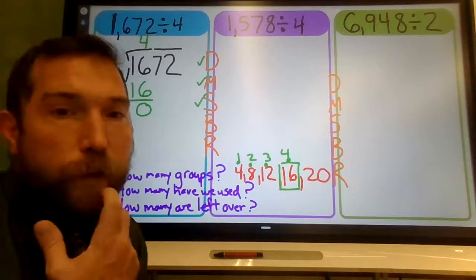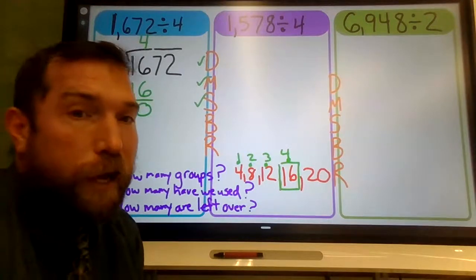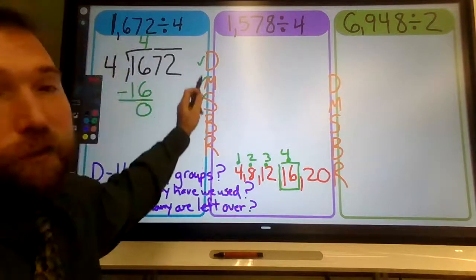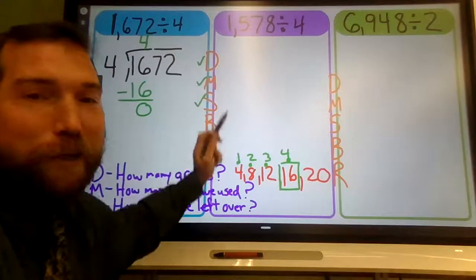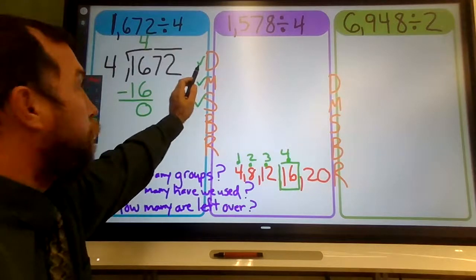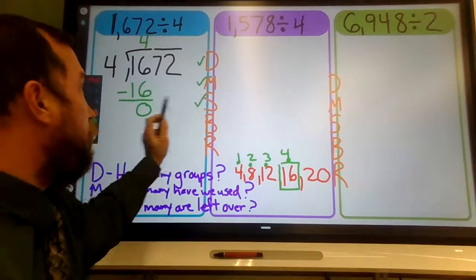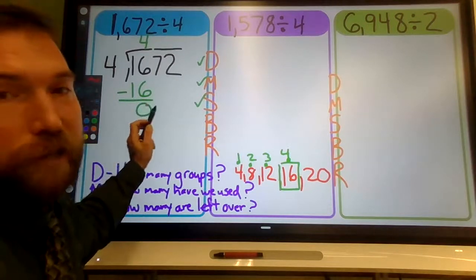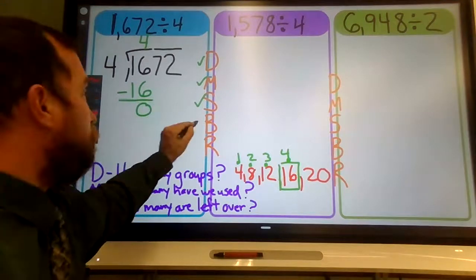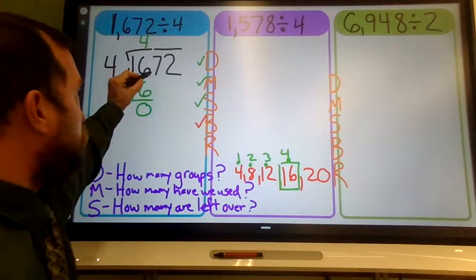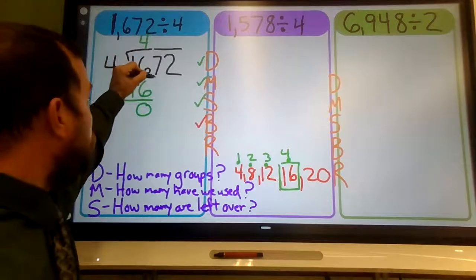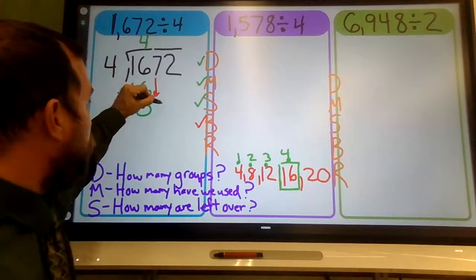Okay? And then you might get stuck here and say, I don't know what to do next. Oh, look at this handy little checklist that I made. I already did D. That was 4. I already did M. That was the 16 that I put underneath. And I just did S, which was 0. It went exactly into it. Next is B. B means bring down. My next number is 7.